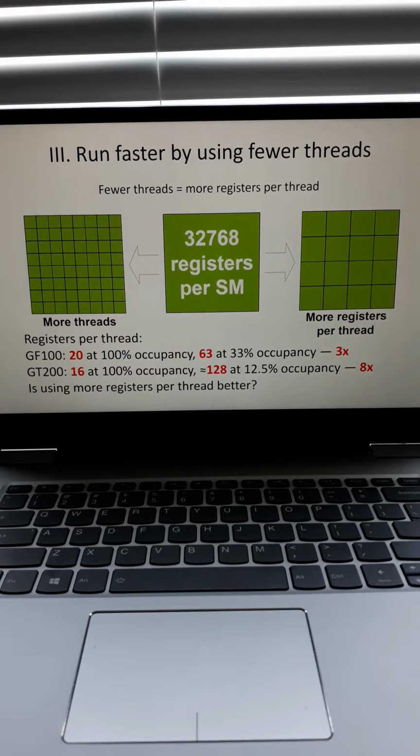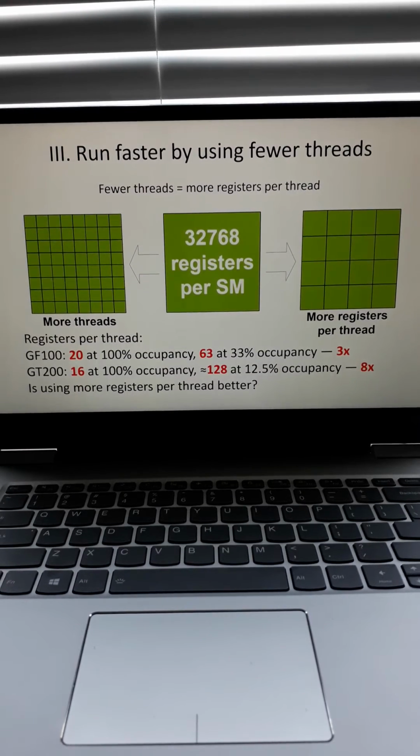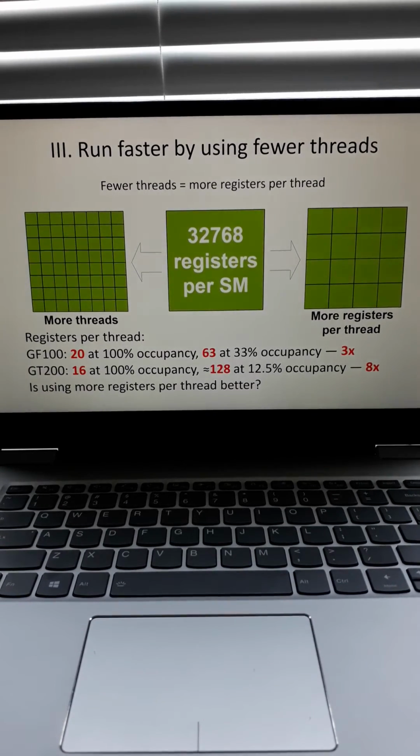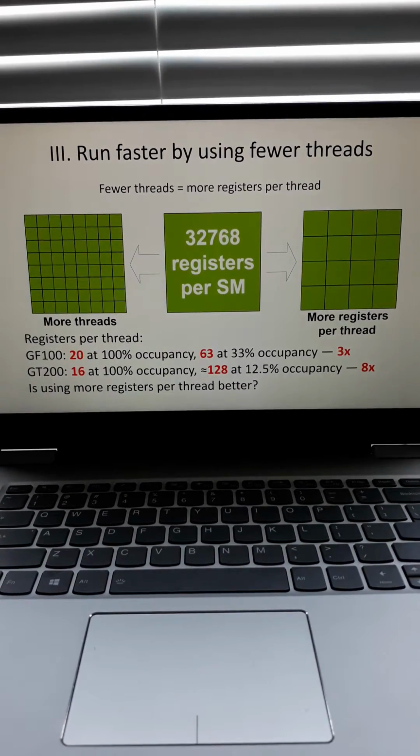For example, on GF100, to attain a certain peak, if we are using 40 registers per thread, then we need 100% occupancy, and if we are using 63 registers per thread, we need only 33%. The same can be achieved with only 33% occupancy. Similarly, on GT200, running 16 registers per thread at 100% occupancy, we achieve the peak. But similar can be achieved by running 128 registers per thread and only 12.5% occupancy.